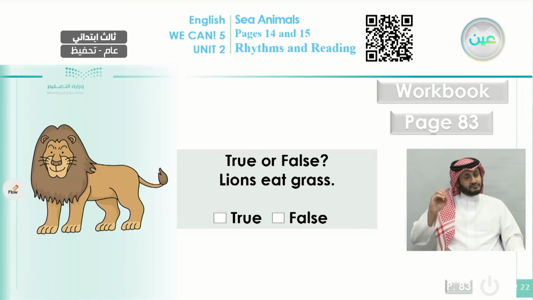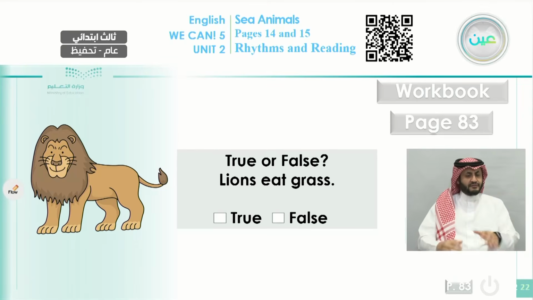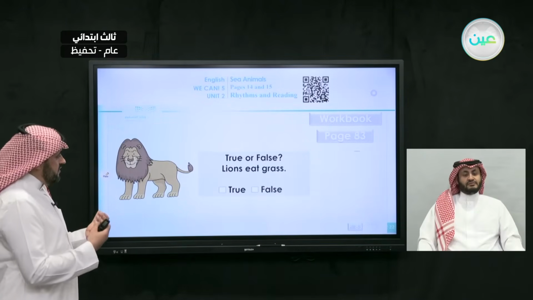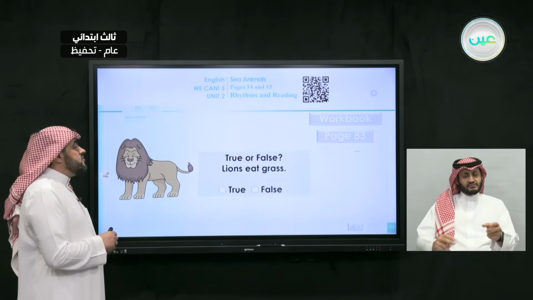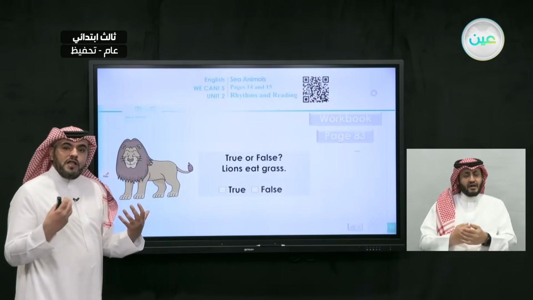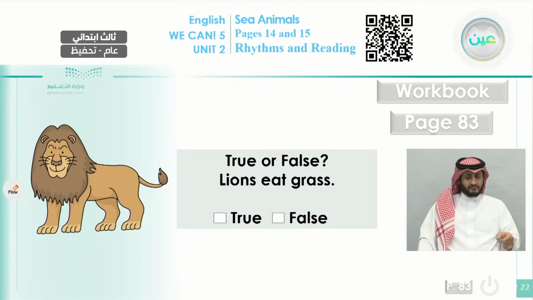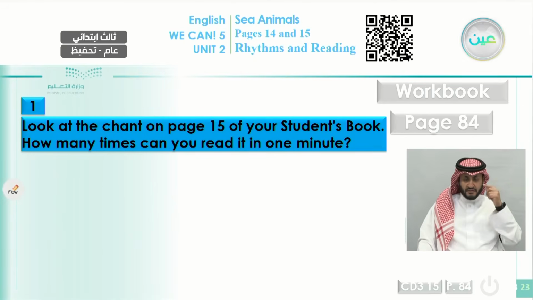That's right. So in general, do lions eat grass? You know what's grass? Grass is the green thing that grows in the ground when there is water. That is called grass. So do lions eat grass or not? Is this statement true or false? This question is to you. You need to find out about how to answer this. You can search for the answer of this question.